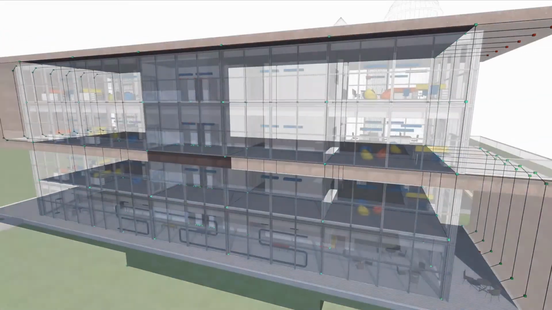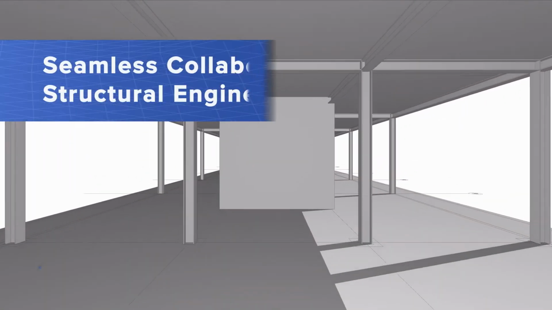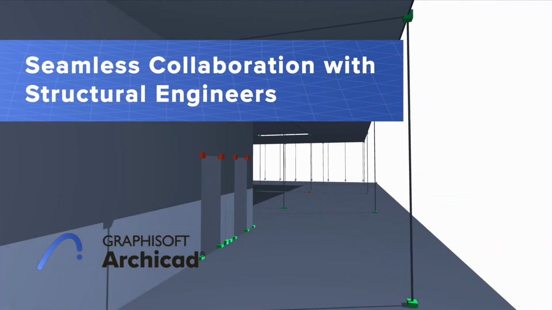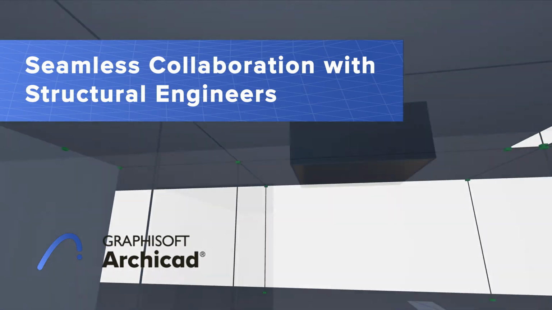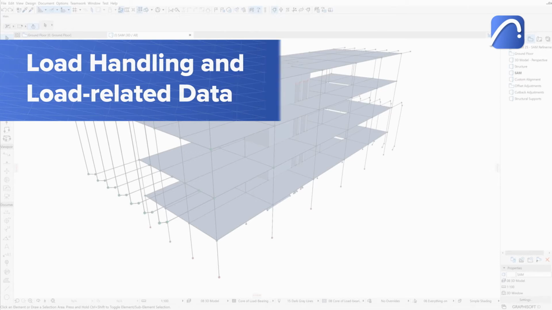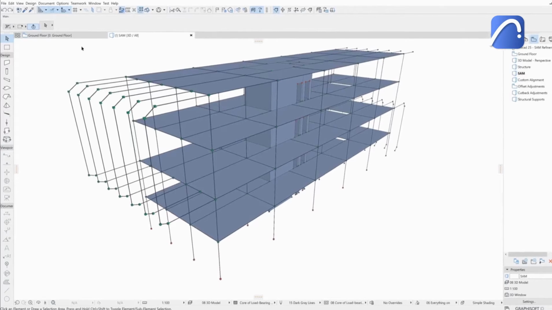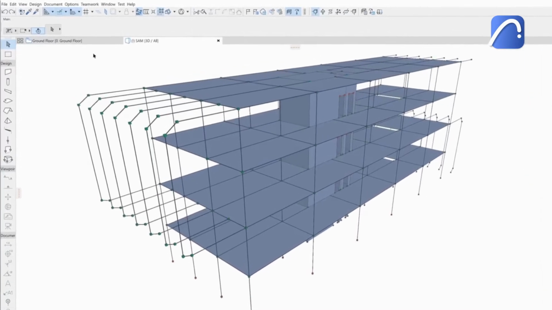Architects and engineers can collaborate on projects of any size or complexity thanks to Archicad's structural analytical model handling capabilities. Support for load handling and load-related data means architects and structural engineers can work together seamlessly without losing load-related information. Let's see a real project workflow.